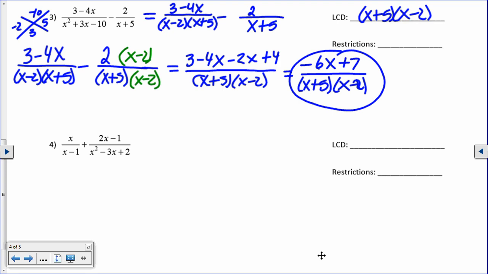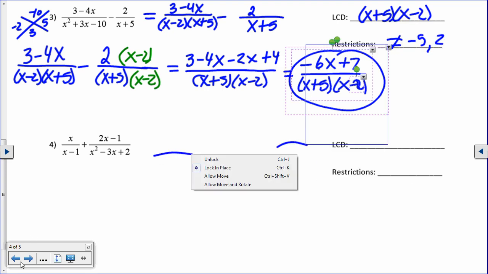Restrictions come from the denominator. The denominator they're talking about for the restrictions is the common denominator. So how would I find the restrictions? You set them equal to 0, right? So you get -5 and 2. Those are going to be your restrictions.